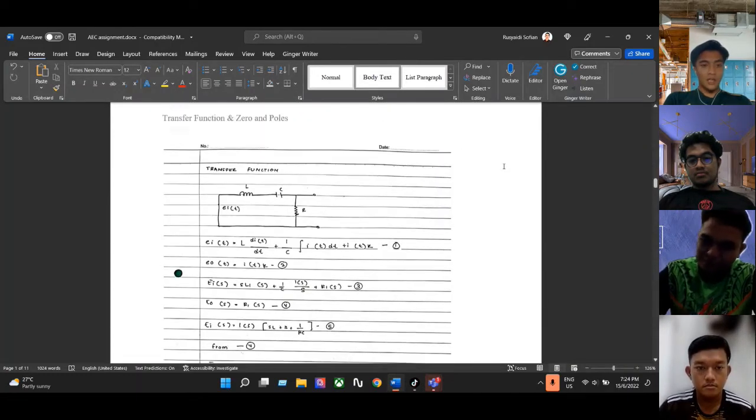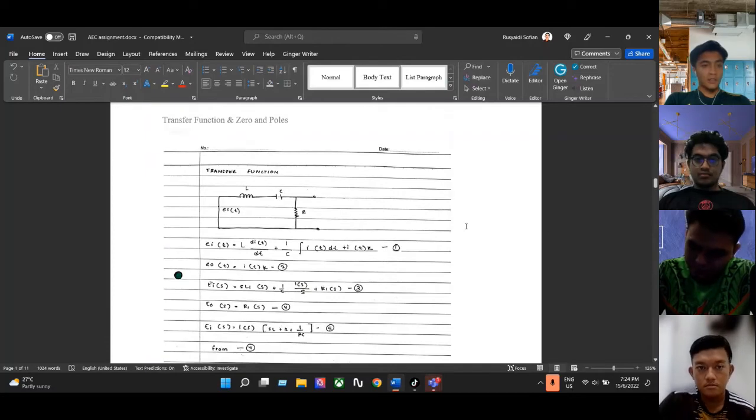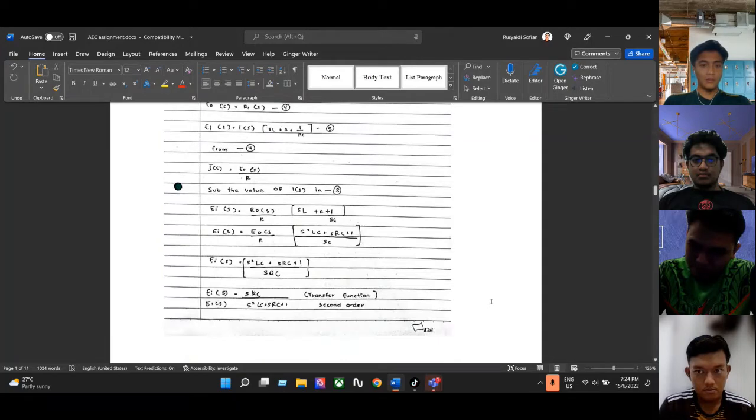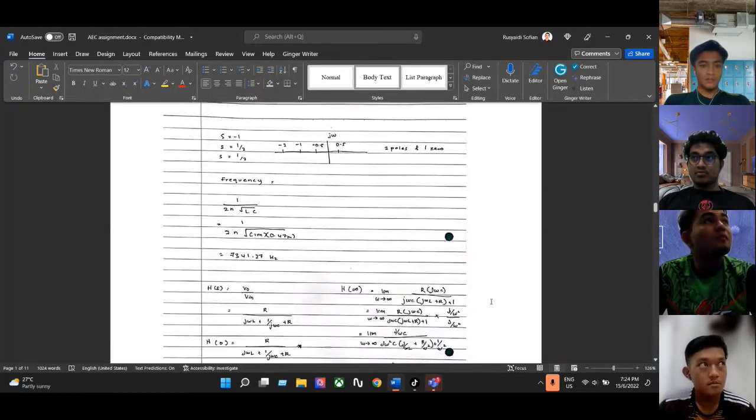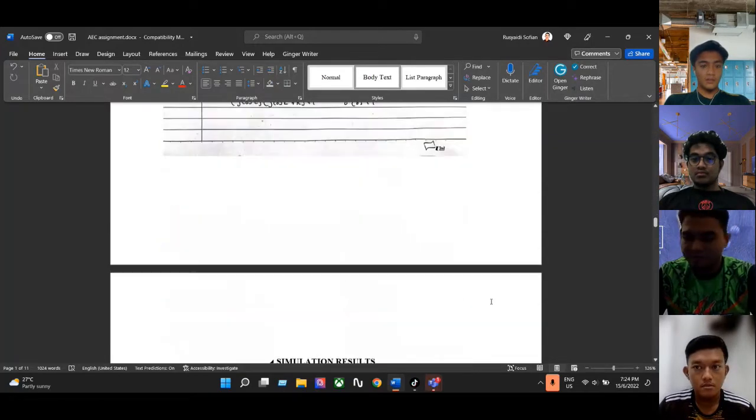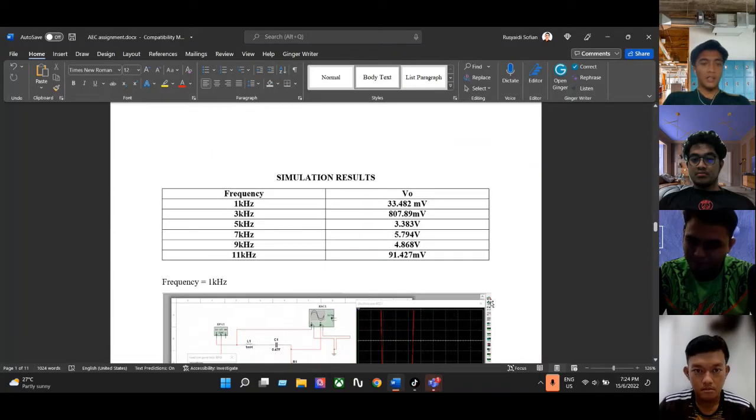So this is our calculation to find the transfer function. There are 2 parts. Okay, the next one I will give it to Daniel.